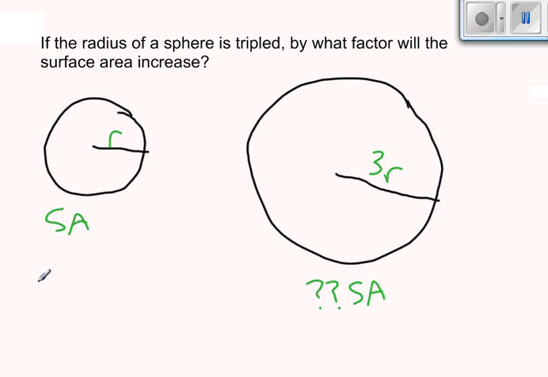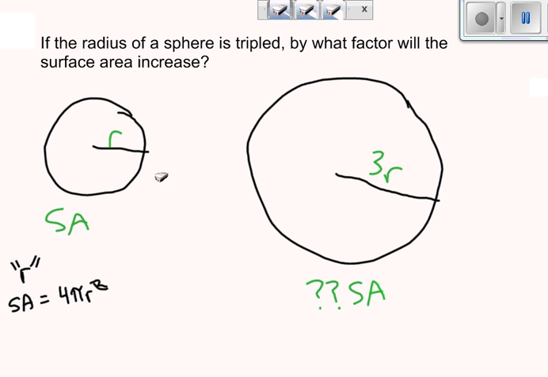So here's what I did. I said that for plain old r, the surface area is equal to, and again, you can use the formula sheet, 4 pi r squared. That's the surface area of a sphere. Oops, let me make that neat. This is an important question. So the surface area, if I have r, is 4 pi r squared.